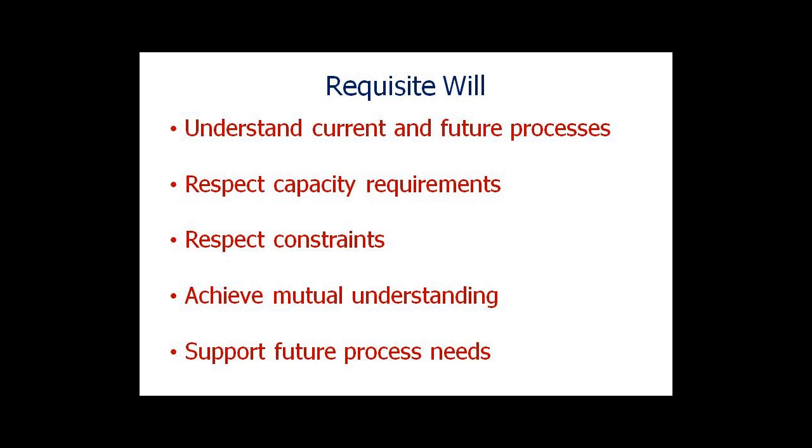The second and third entries on the list are respect capacity requirements and respect constraints. Every company has a limit in terms of its capacity, and if you exceed that limit, you're going to get work of poor quality. Every project you undertake has constraints, and if you ignore those constraints, you're going to end up with work of poor quality. We have to have the will to respect the capacity of how much we can accomplish and the constraints that stand in the way of our success.